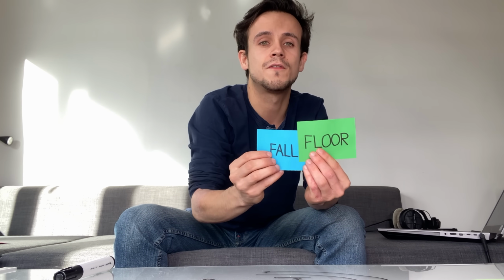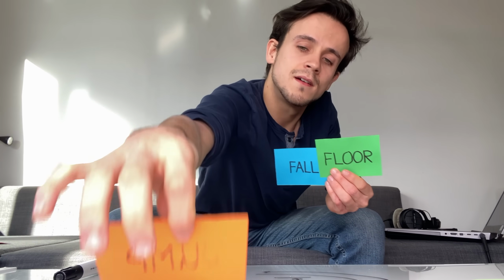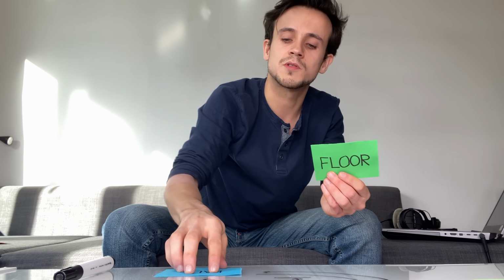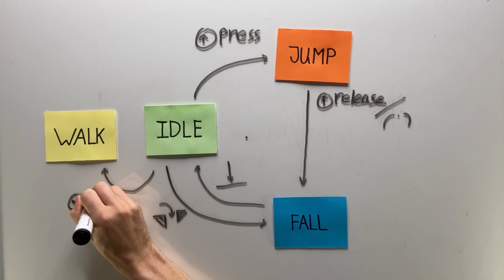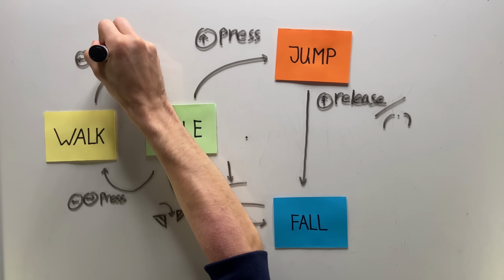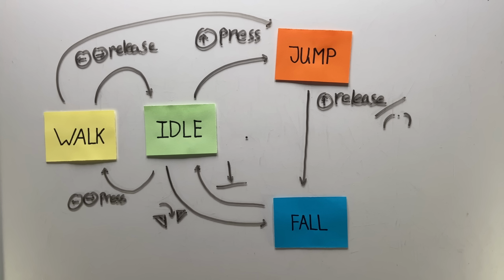There's not exactly a right or wrong way when it comes to designing state machines. You'll often find me distributing the states into states such as the floor, fall and jump state. But you can also decide to split up the floor state in, let's say, two different states. For example, the idle and walk state.